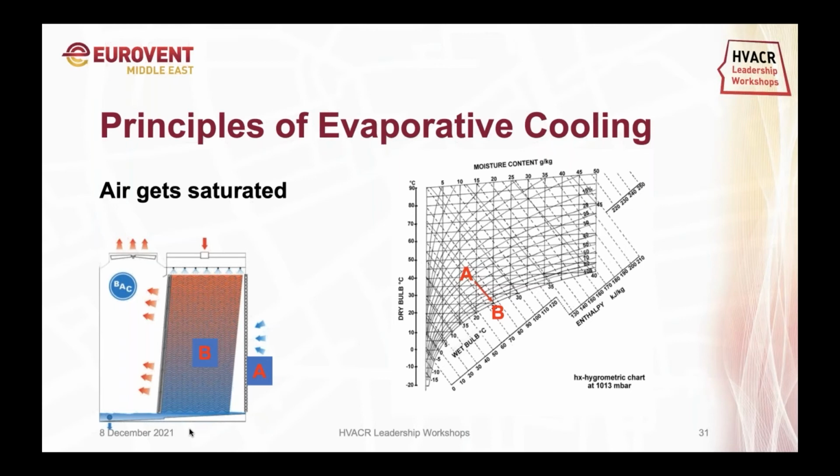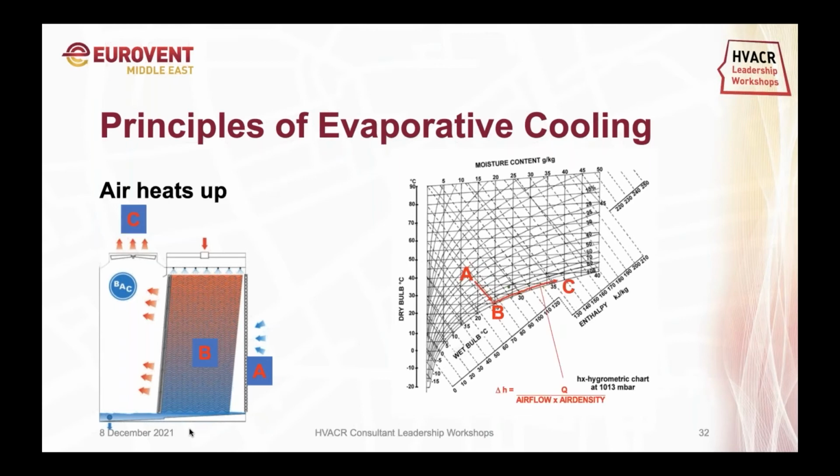And further to that, we see a change in the enthalpy from point B to C. It moves along the saturation line, which means the air is getting heat, because as I mentioned before, change in enthalpy represents the change in heat. So the air gains this heat from the water and the water becomes cool. This is how evaporative cooling works in a cooling tower.